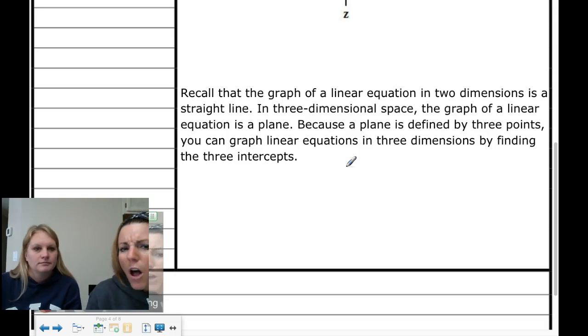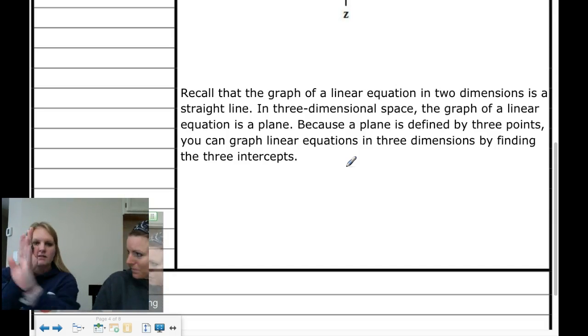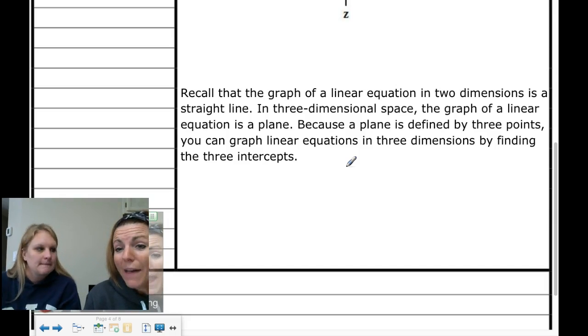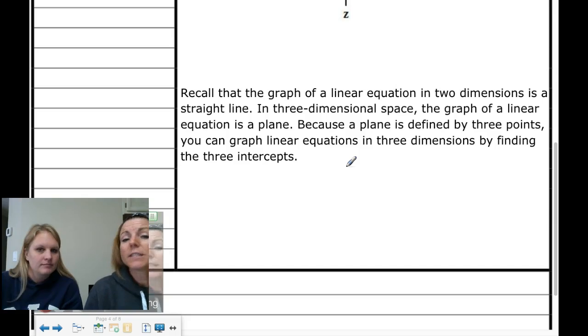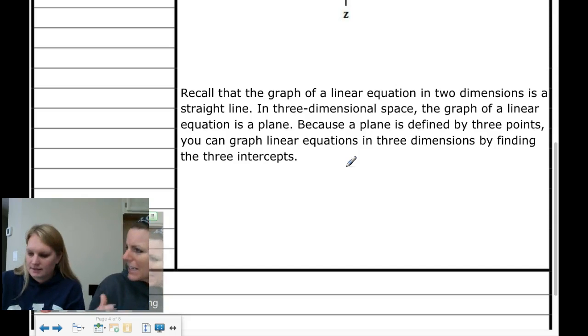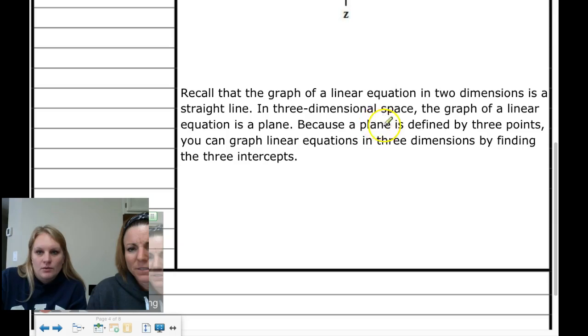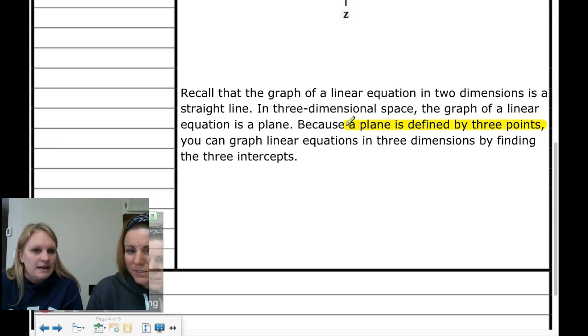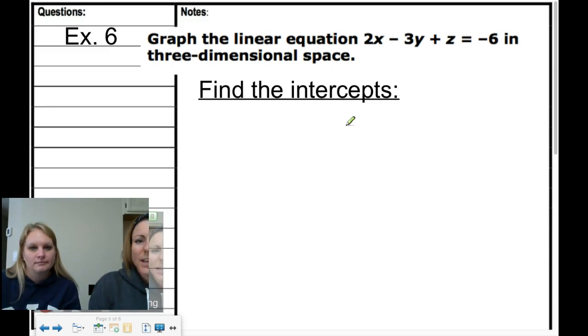So it says here, recall that the graph of a linear equation in 2 dimensions is a straight line. Because we just have the X and the Y, we just make our line. But in a 3-dimensional space, the graph of a linear equation is a plane. Let's maybe highlight that word, plane. Because in order to identify a plane, like we talked about in geometry, you need 3 points to make a plane. So here we're making our 3 points. We're going to connect them. It's going to look probably like a triangle. But that's going to be our plane. Exactly. Okay. Here's our first example.